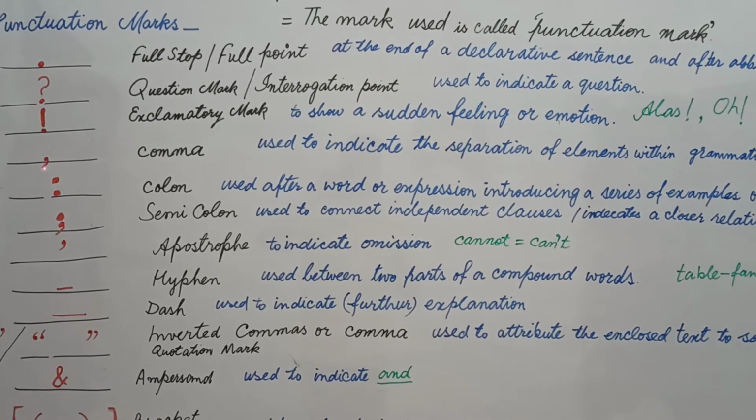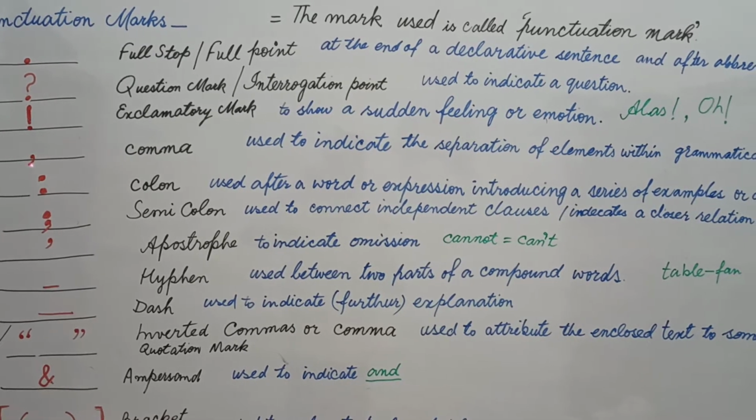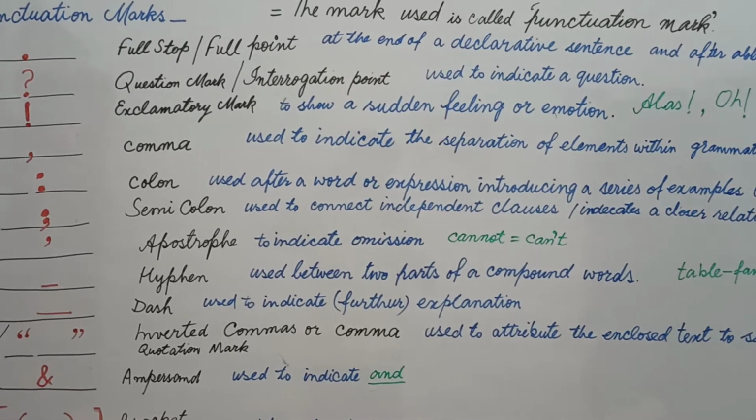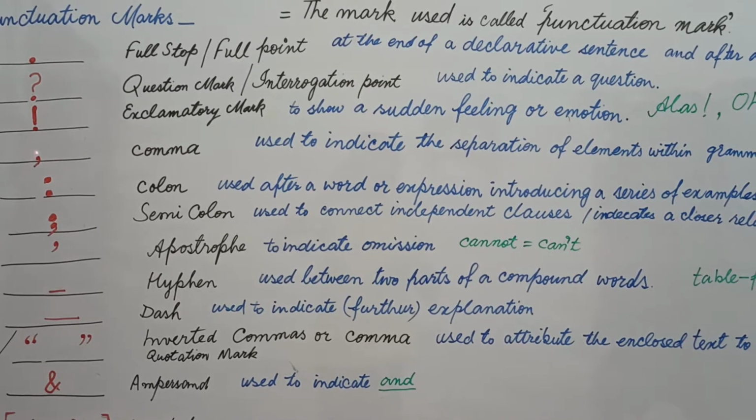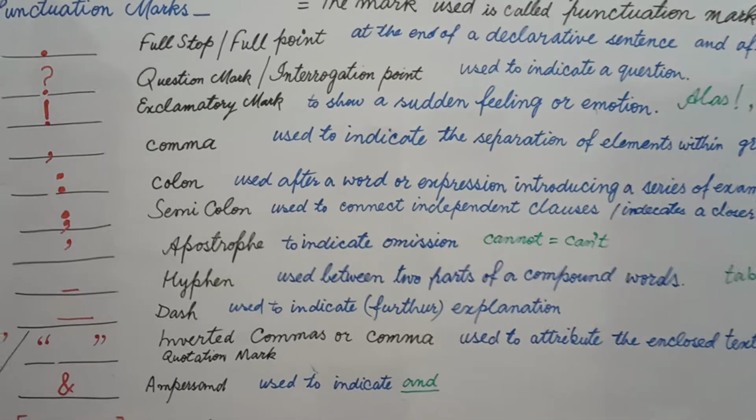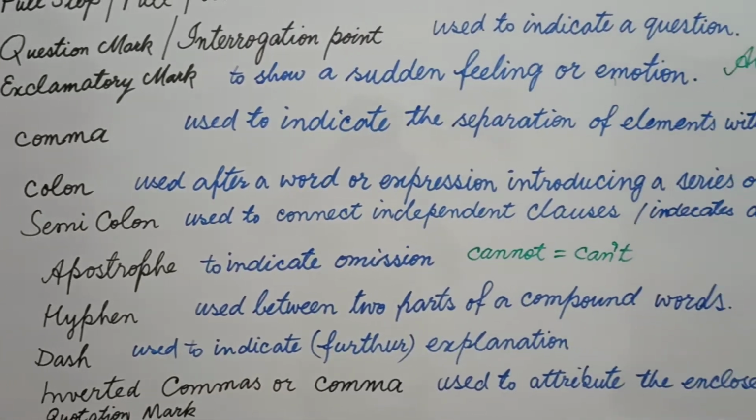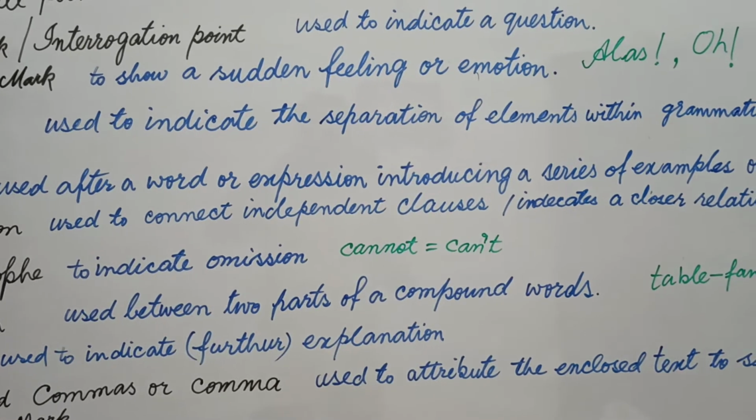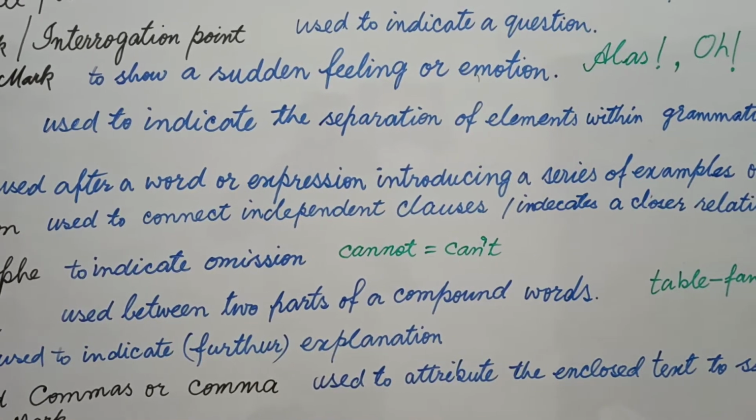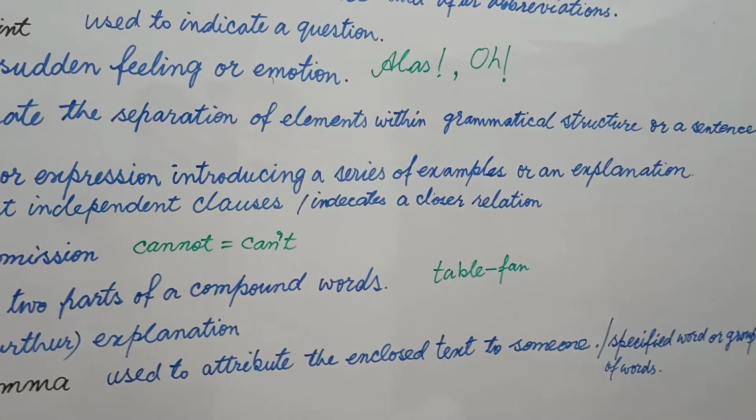Now let's discuss the comma. Comma is a mark, students, that is derived from a full stop. What is a full stop? When we put a full stop on the line, and give a curve below the line, it becomes a comma. Students, we use a comma to separate the elements within a grammatical structure or a sentence.